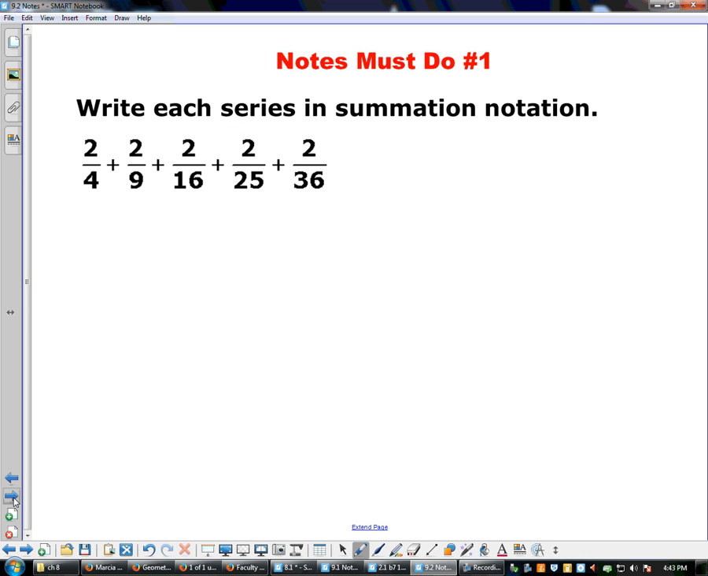Okay, so here's your first notes must do. You're going to write each series in summation notation. So 2/4 plus 2/9 plus 2/16 and so on. So you are going to start by writing some kind of summation notation, k equaling something up to something. You're going to fill in these blanks, and you need to have some kind of pattern that it is following.